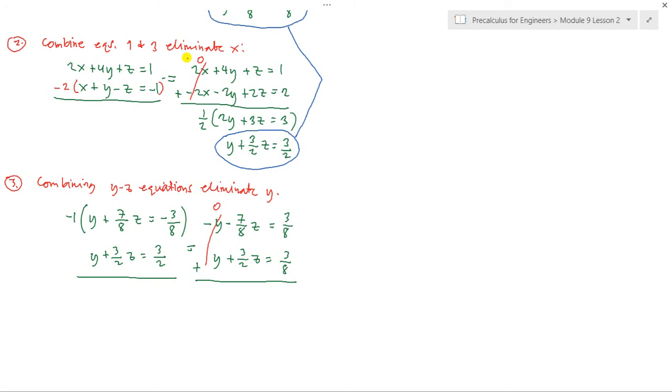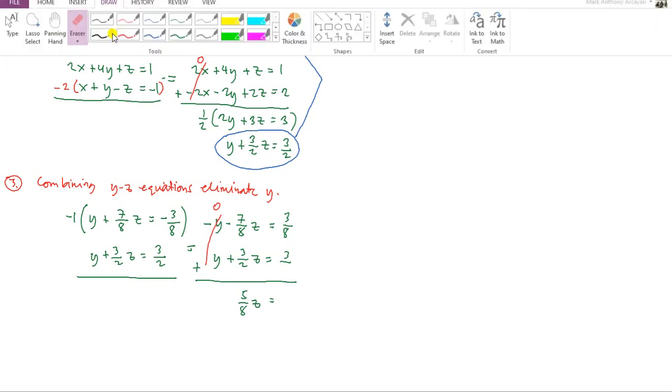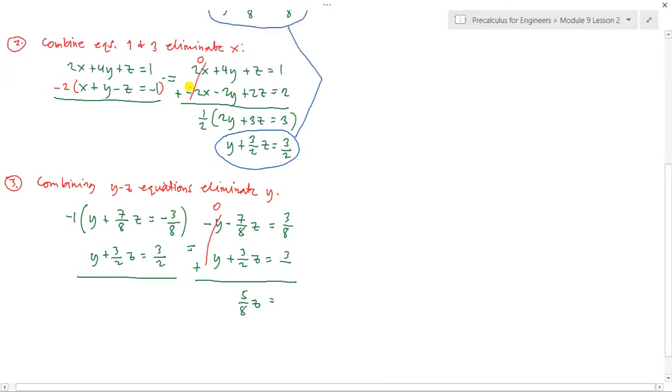The result is 5/8z is equal to 3/8 plus 3/2. Sorry, this is 3/2 pala. 3/8 plus 3/2. So both are positive. The result is 15 over 8.